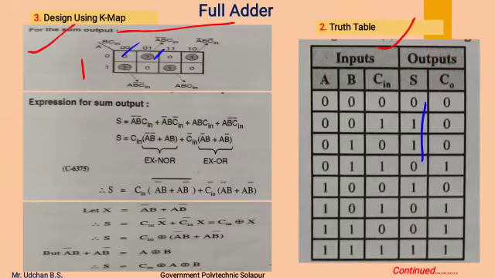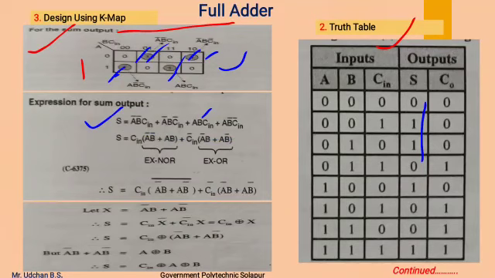After that, here we are going to find octet, quad or pair. As we can see here, we cannot get any octet, any quad or any pair. So we are going to write independently the product terms for each of these ones, which is written over here. The sum is equal to, for this one, A bar B bar C in, plus for this one A bar B C in bar, for this one A B C in, and for this one A B bar C in bar.